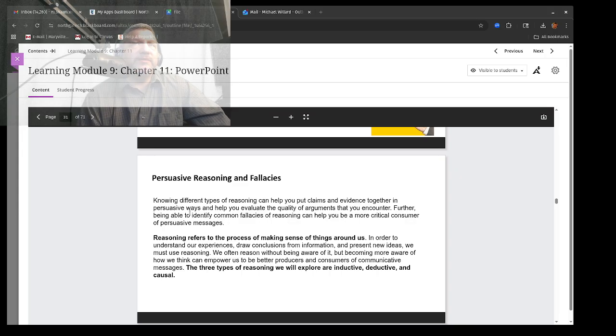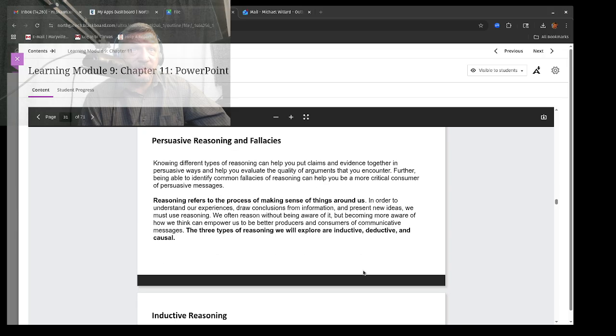So we need to look at these fallacies in reasoning that will help you be a more critical consumer of persuasive messages. Because remember, you don't want to fall victim to everybody that's trying to sell you the next big thing. Reasoning refers to the process of making sense of the things around us. Simple as that. It'll be on the final.